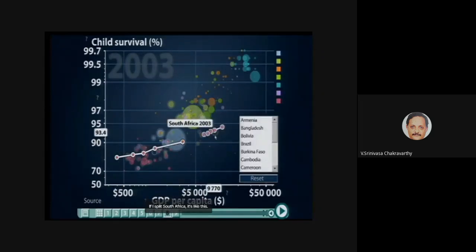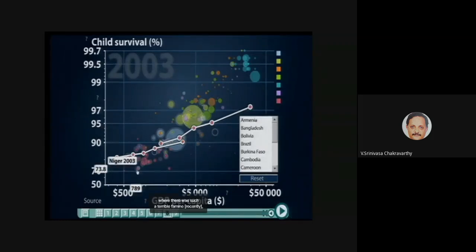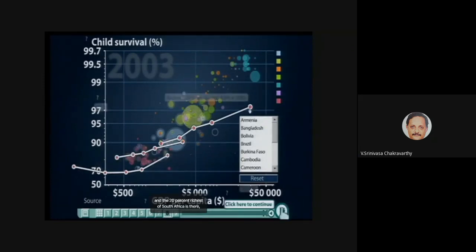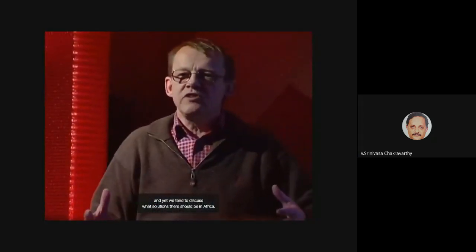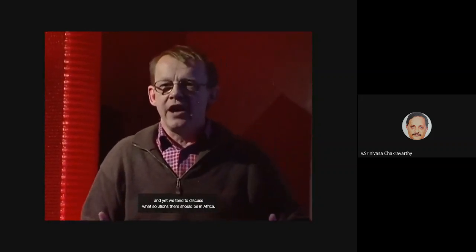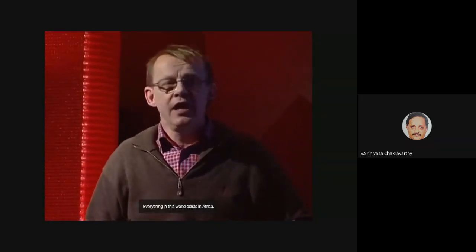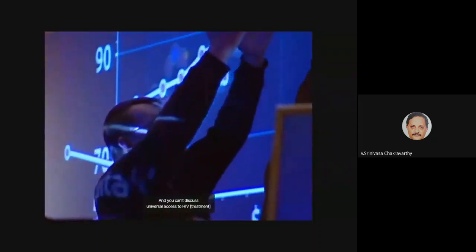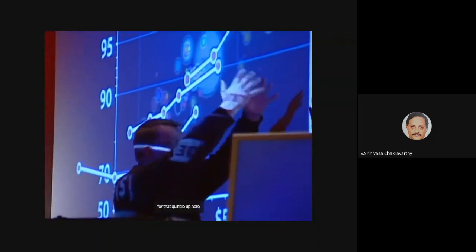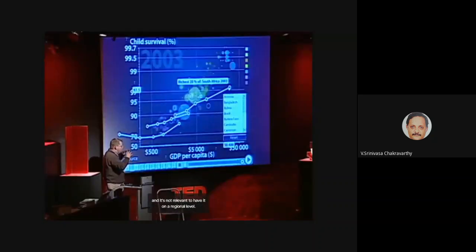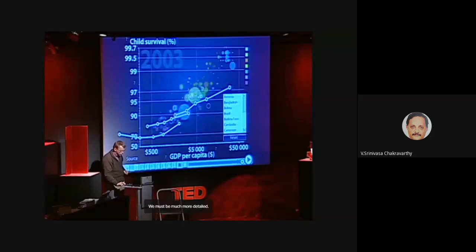If I split South Africa, it's like this. And if I go down and look at Nigeria, where there was such a terrible famine lately, it's like this. The 20% poorest of Nigeria is out here, and the 20% richest of South Africa is there, and yet we tend to discuss what solutions there should be in Africa. Everything in this world exists in Africa. And you can't discuss universal access to HIV for that quintile up here with the same strategy as down here. The improvement of the world must be highly contextualized. And it's not relevant to have it on regional level. We must be much more detailed.